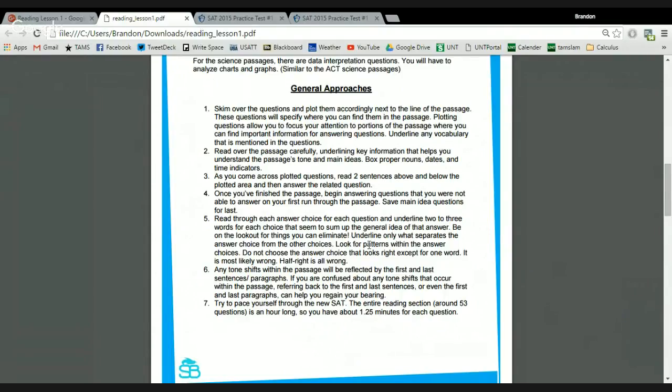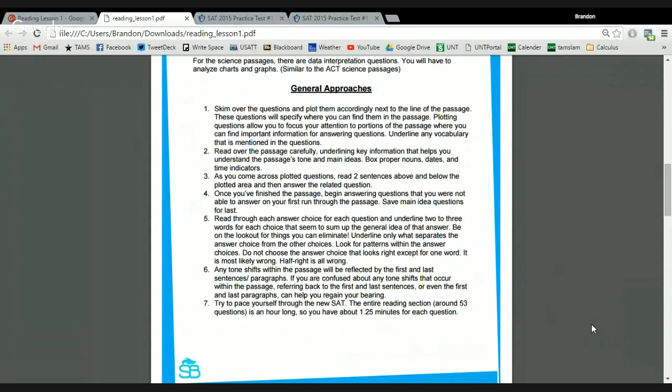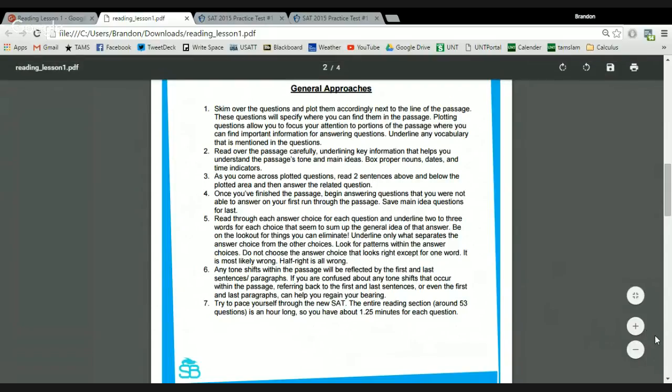So if you have trouble understanding what the main idea or the tone is, make sure to look at the first paragraph, the last paragraph, and the topic sentence of each paragraph to understand the general meaning of the tone and the main idea of the story.